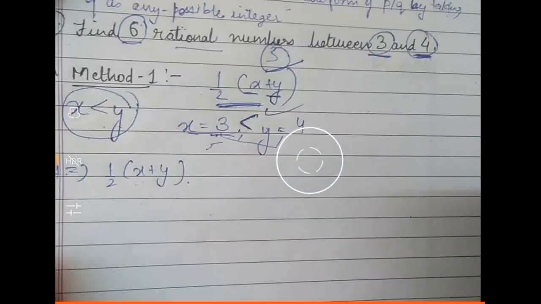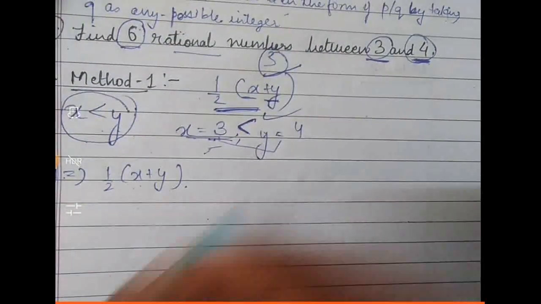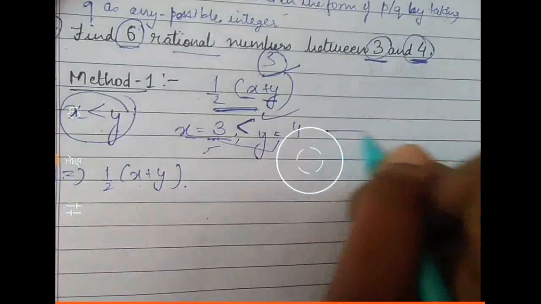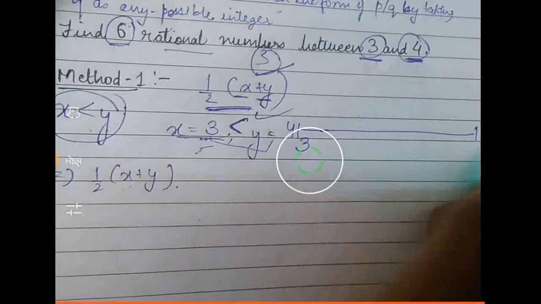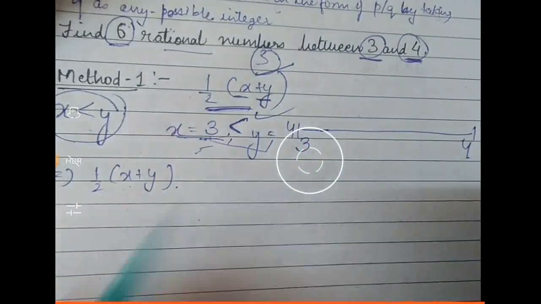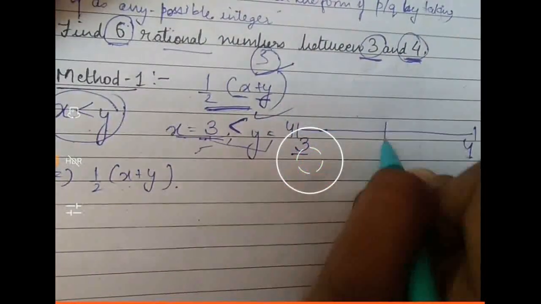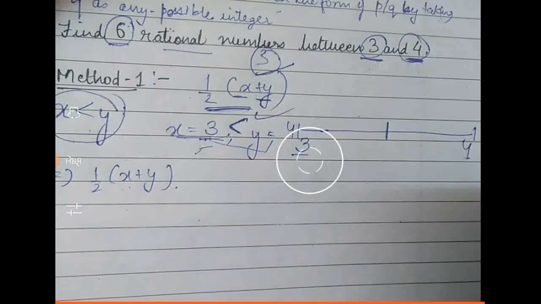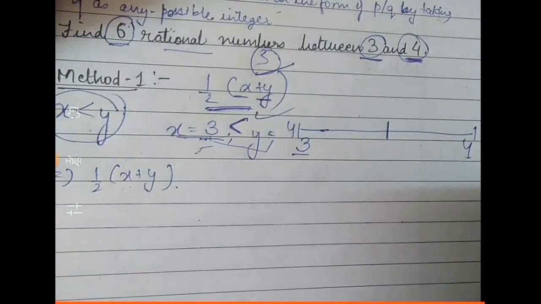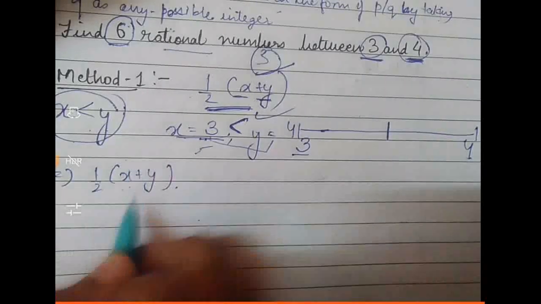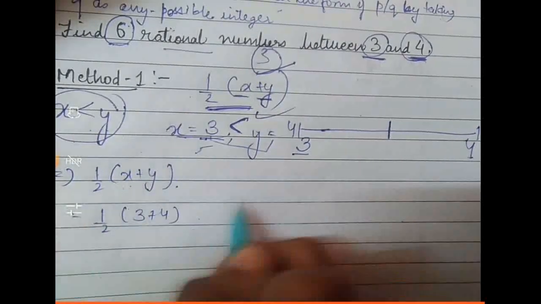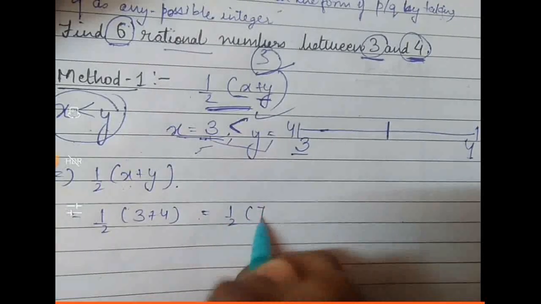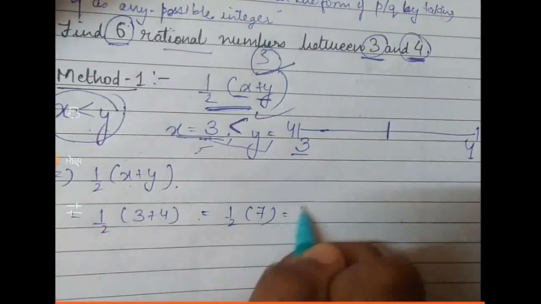Now to find any particular rational number, what are we supposed to do? First we are supposed to draw a number line. So between 3 and 4, which rational number am I going to have in the middle? It's going to be half into 3 plus 4. That will give me half into 7, which is 7 by 2.